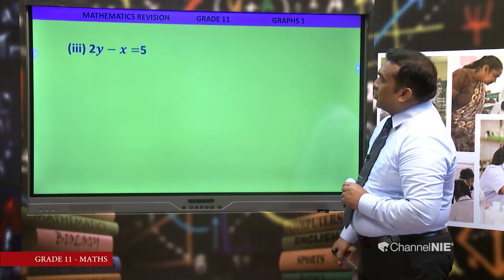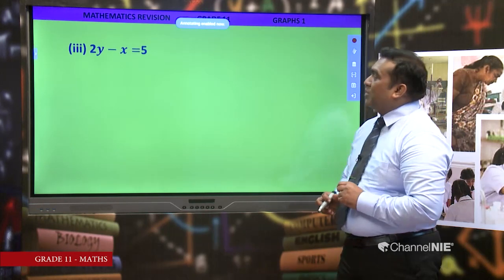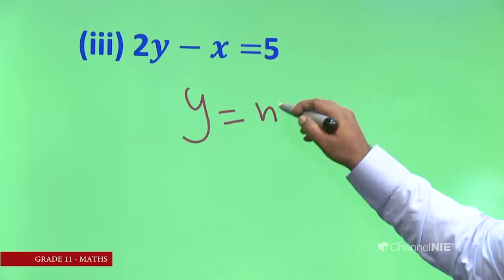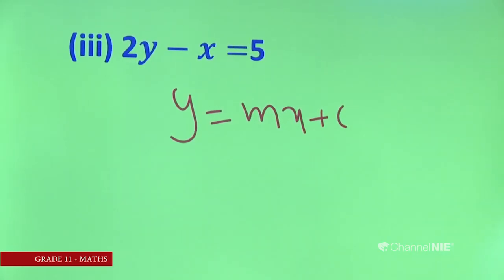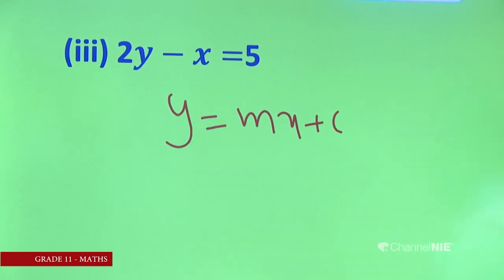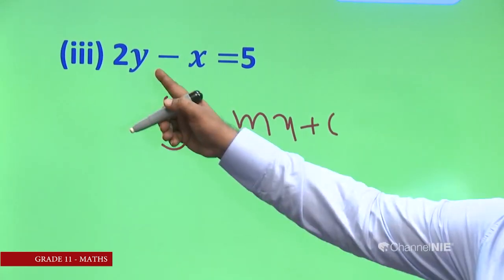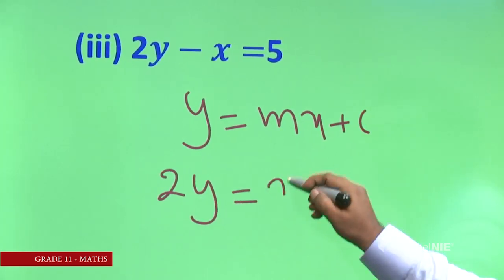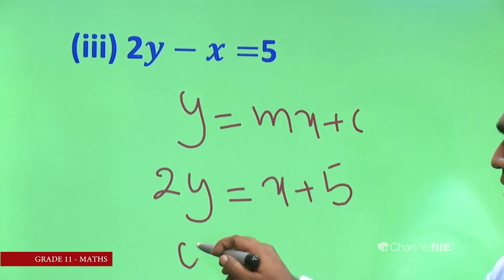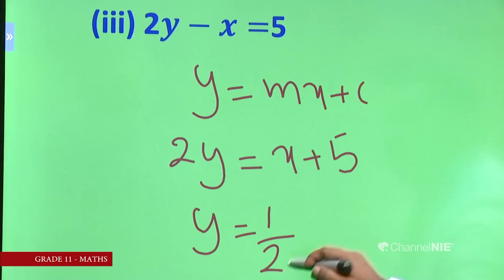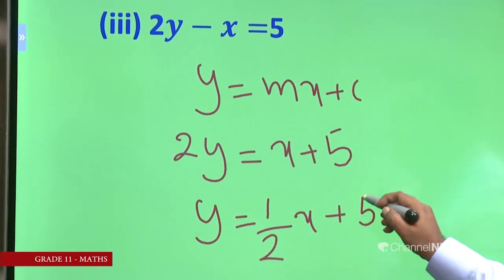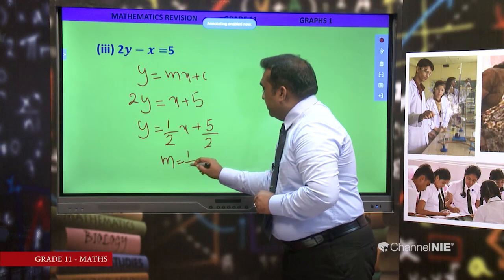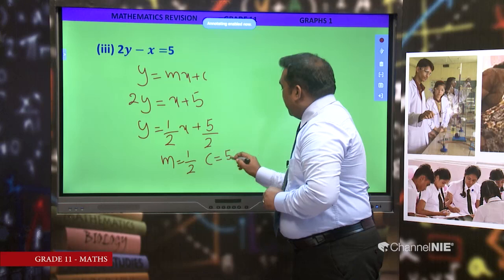Next one, 2y minus x equals 5. In this case, this is not in the form of y equals mx plus c. Then what to do? You have to divide the whole equation by 2 to get 1 in front of y. Therefore, 2y equals x plus 5. Divide by 2, then you have y equals half x plus 5 over 2. Now the gradient is half. The intercept is 5 over 2.